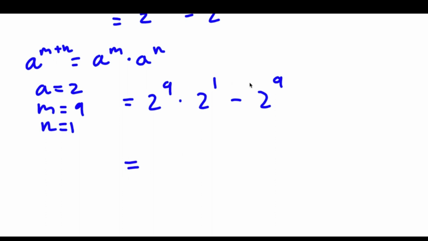Now, because both of these terms have 2 to the power of 9 in them, I can simply factor out 2 to the power of 9. So now I have 2 to the power of 9 times 2 to the power of 9 times 2 to the power of 1 divided by 2 to the power of 9 is simply just 2 to the power of 1, minus 2 to the power of 9 divided by 2 to the power of 9 is 1.